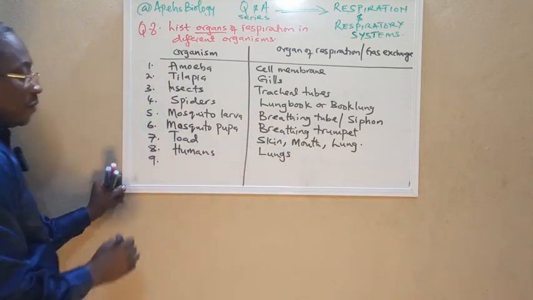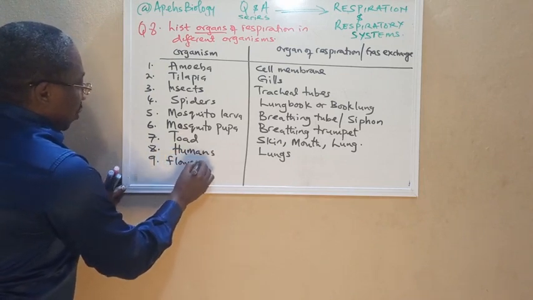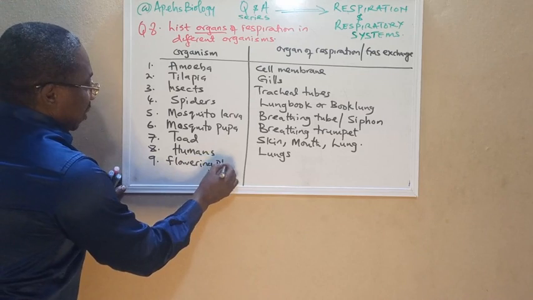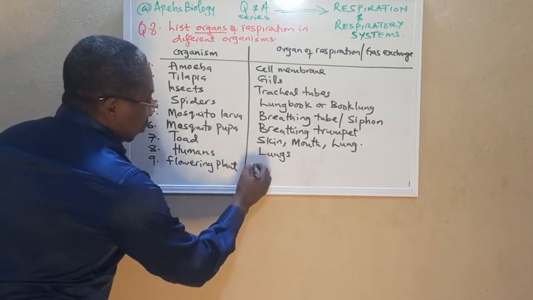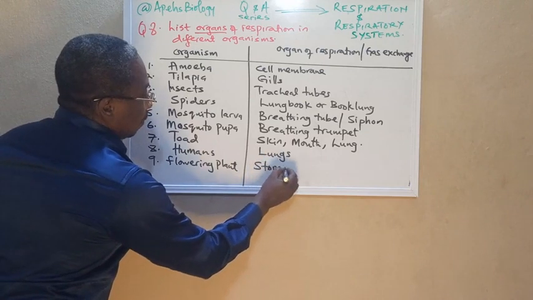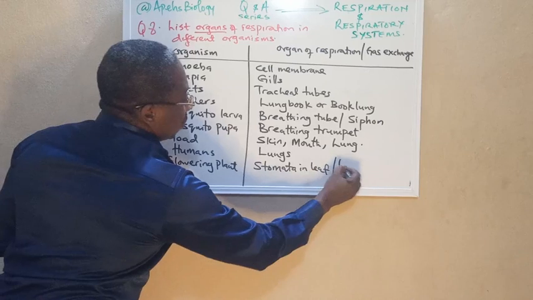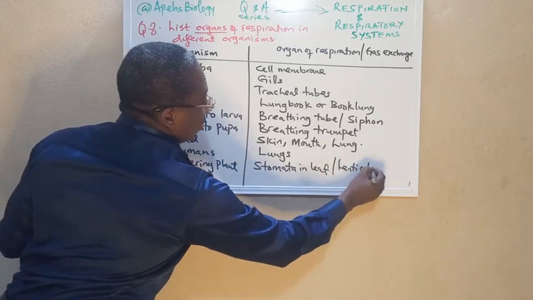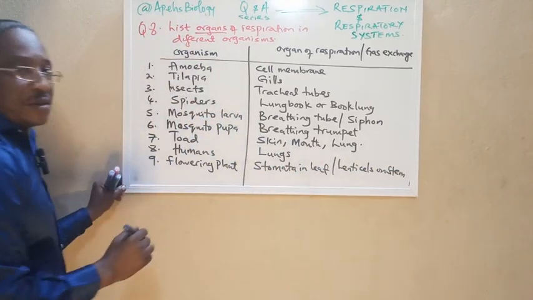Then number 9, we can think of flowering plants. All flowering plants generally. Flowering plants, they actually use what's called stomata in the leaf, and also they have what is called lenticels on stem. Don't forget this, very important in examinations, okay?